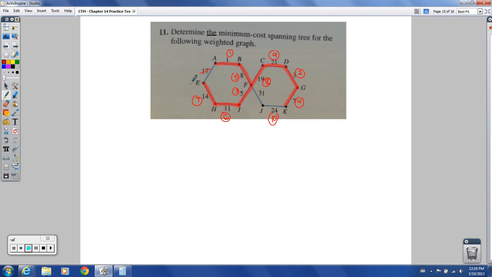And then that one, 31, it's the highest, and it doesn't make sense to connect that one instead of that one because this is a smaller value here. So that would be the 10th one. And it looks like I've got all my vertices connected now. And looks like that's good to go. And so that is going to be the minimum cost spanning tree.